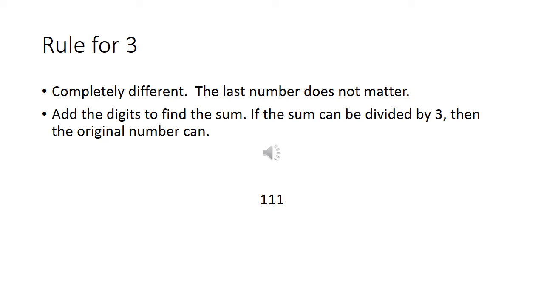So I've put the number 111 on the screen. So follow along as I explain. First, you're going to add the digits to find the sum. So 1 plus 1 plus 1 equals 3. 3 is the sum. If the sum can be divided by 3, then the whole of the original number can.